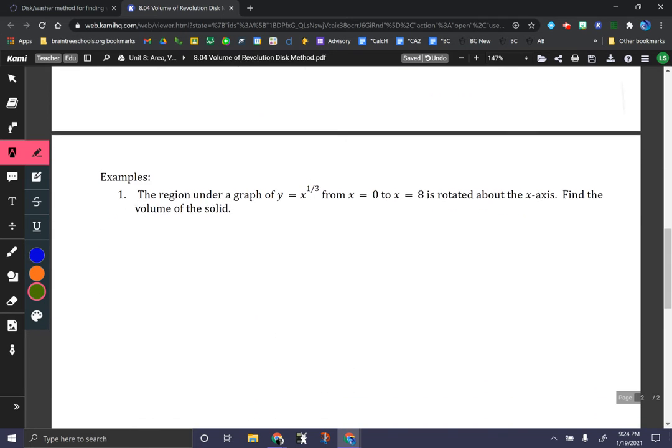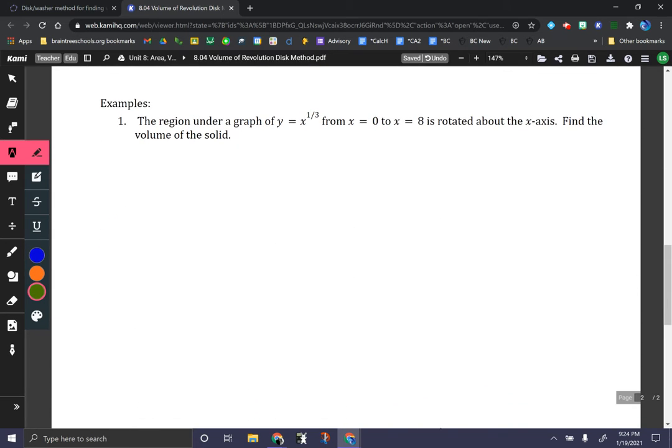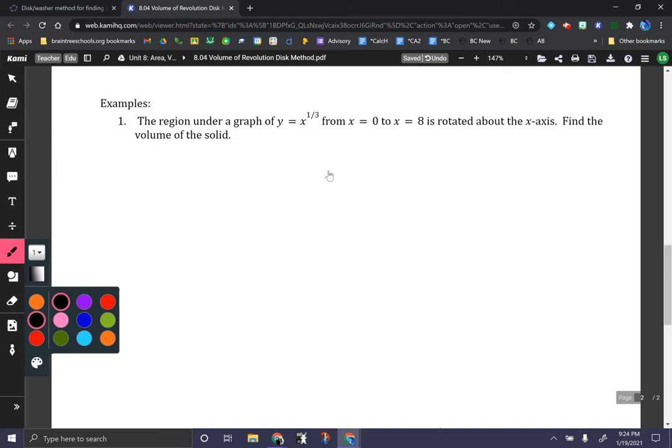So we're going to take a look at two examples of how these functions come around and how these volumes happen. We're taking a look at the region under the graph of y equals x to the 1/3 from 0 to 8, and we're rotating about the x-axis.